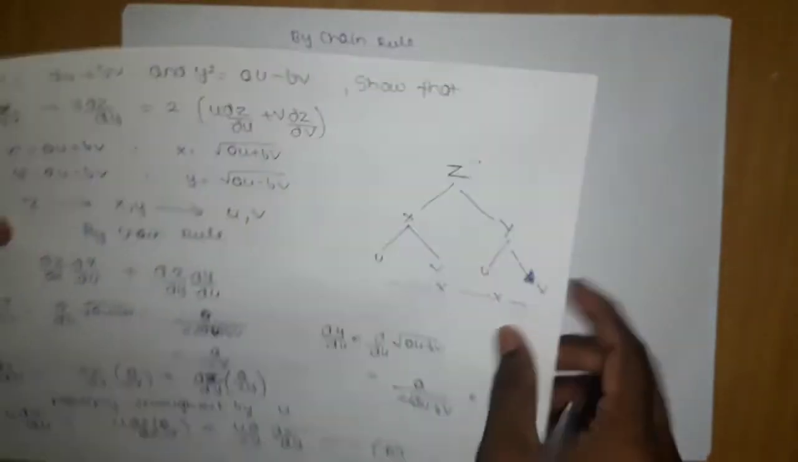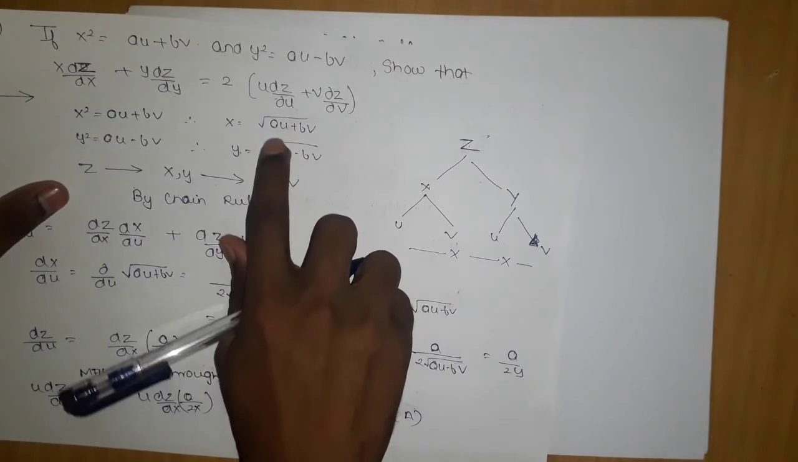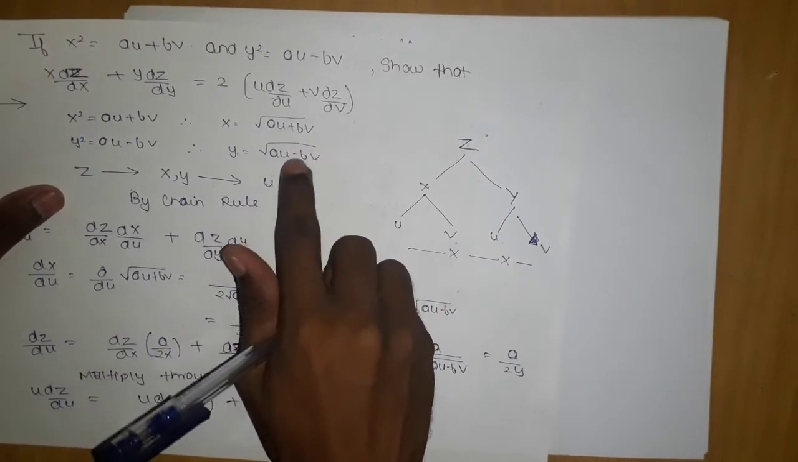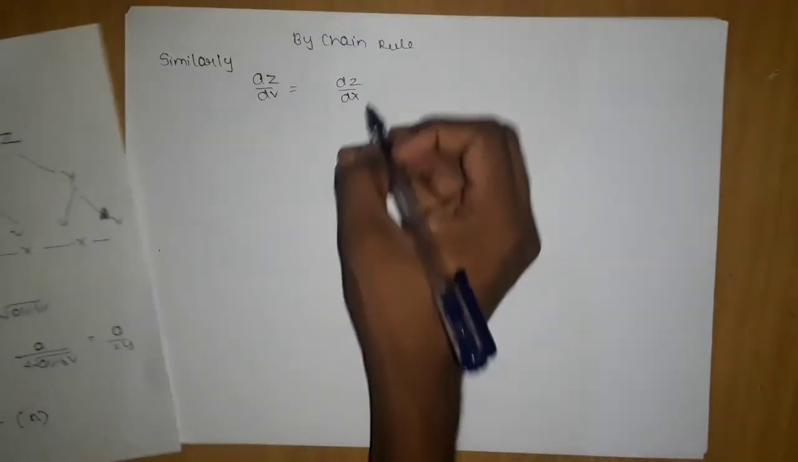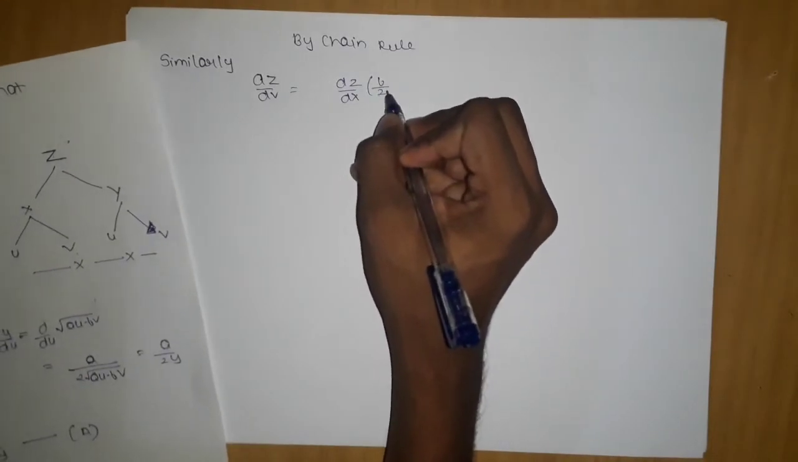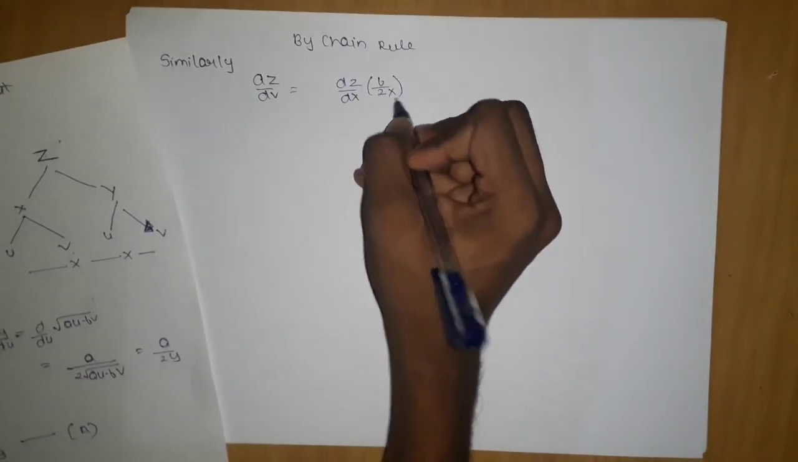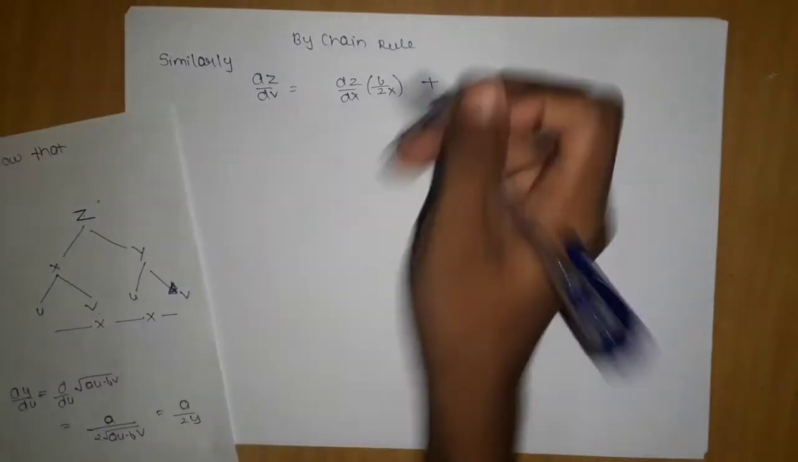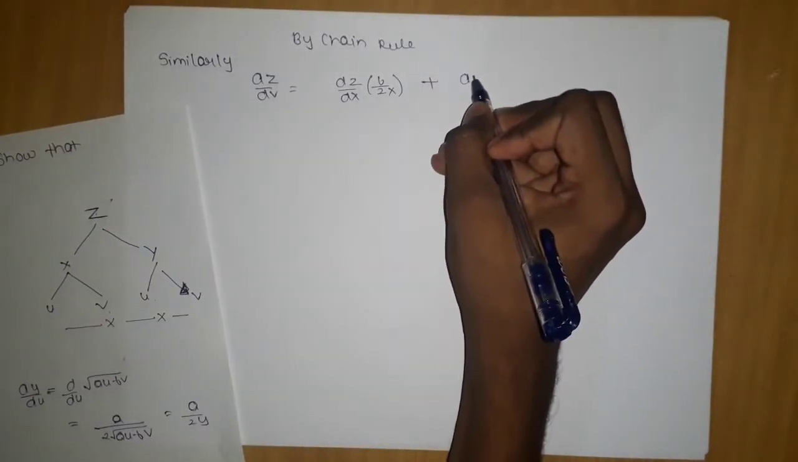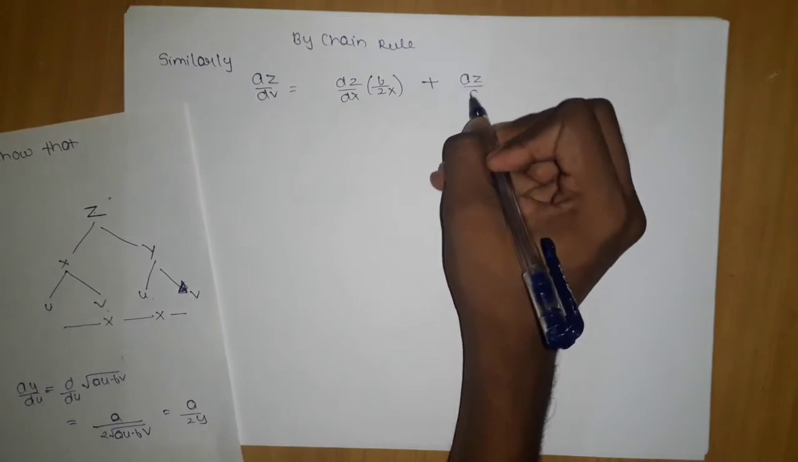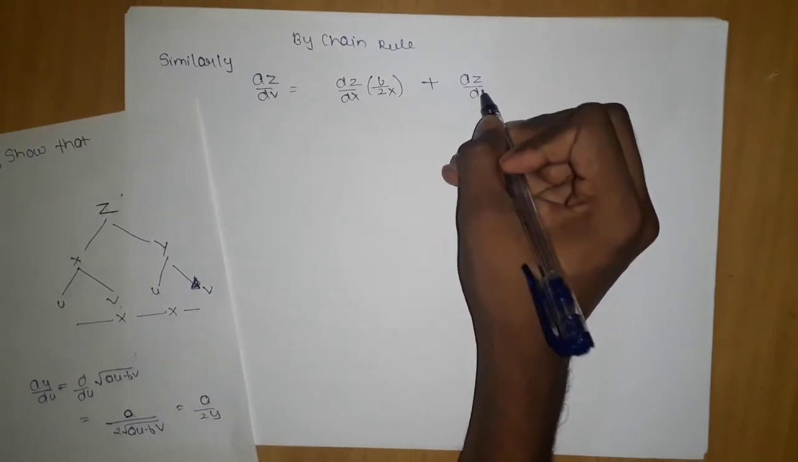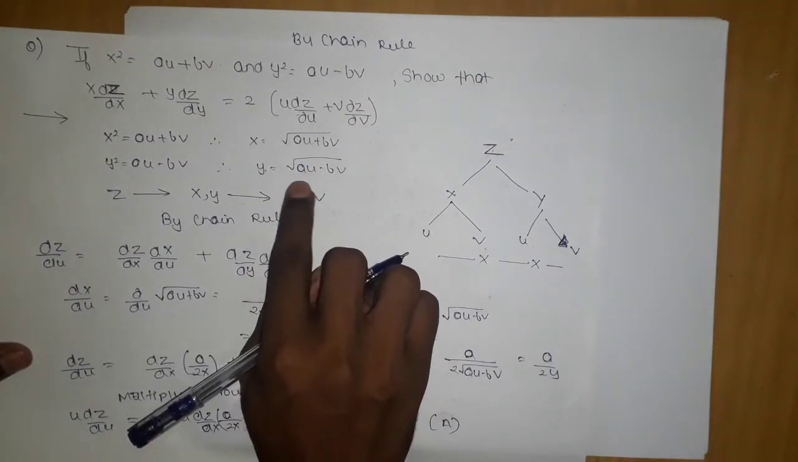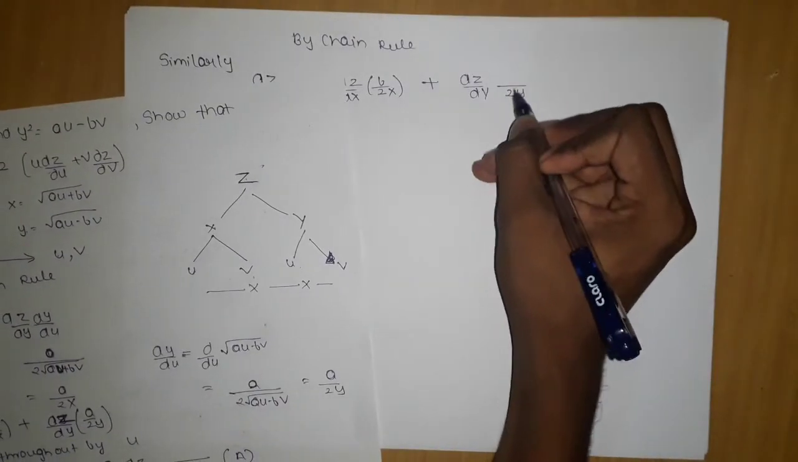Dou x by dou v will be nothing but 1 by 2 under root au plus bv, the whole upon b, where under root au plus bv I can replace by x. So it will be nothing but b by 2 times x, plus dou z by dou y into dou y by dou v will be what? It will be 1 by 2 under root au minus bv, the whole upon minus b. So it will be twice y minus b, if you can observe.